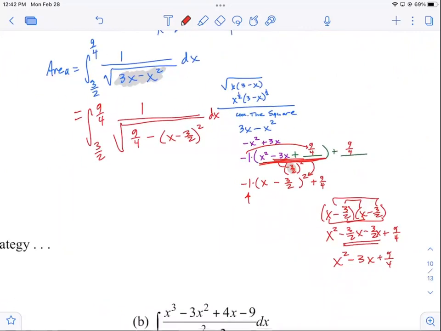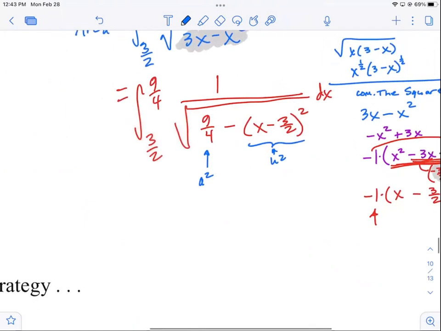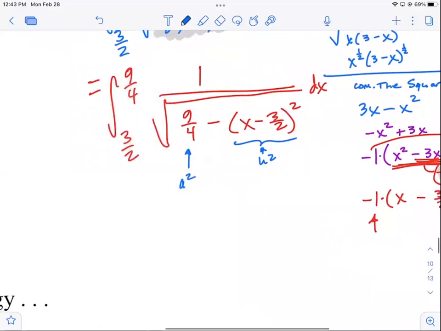This one is shaping up now to be an arc what? I have a number minus a function squared. Arc starts with an S. Arc sine. Number minus one, so that's a squared, and this is u squared. I do write this underneath the flow of the problem. I say don't do that, but this is kind of the exception for me. So a equals 3/2, right? And u equals x minus 3/2.